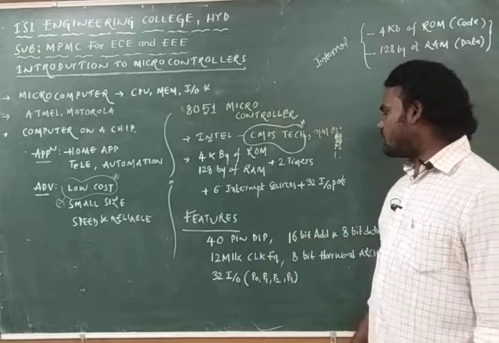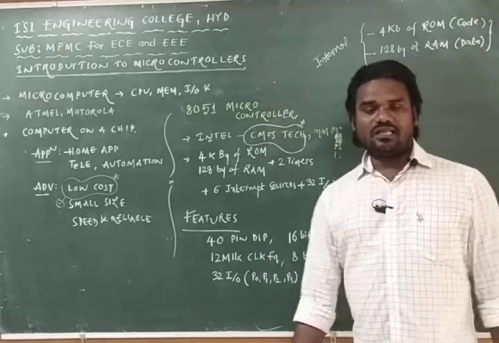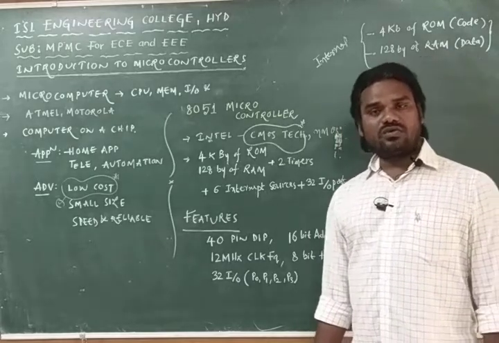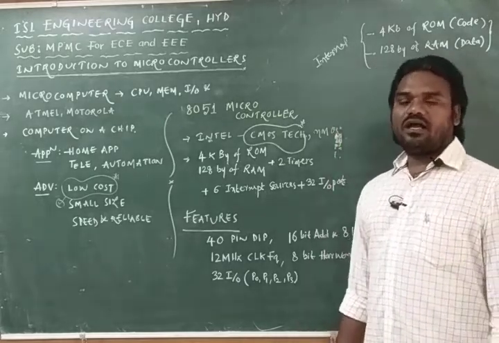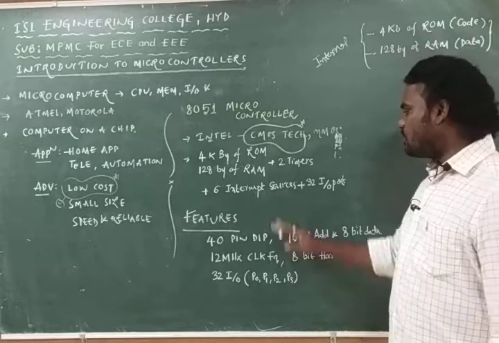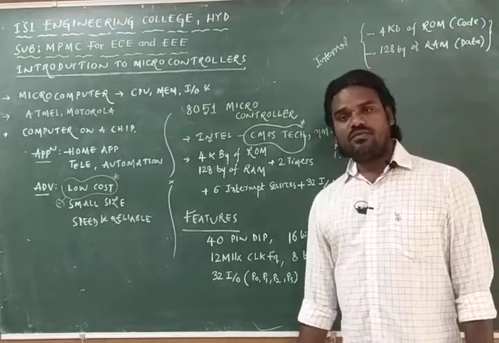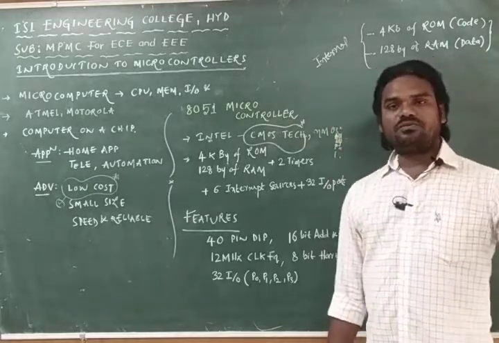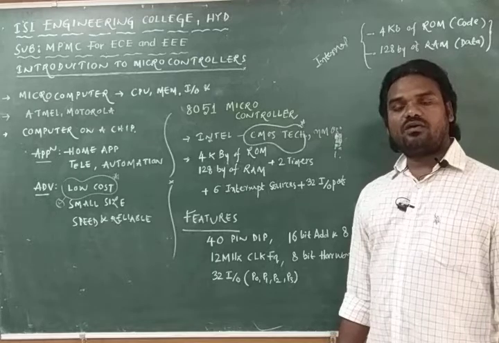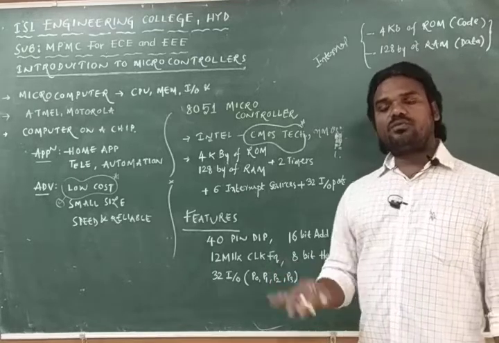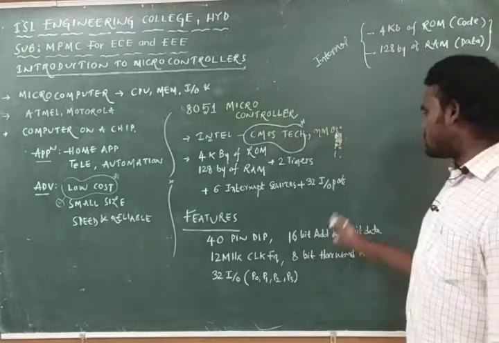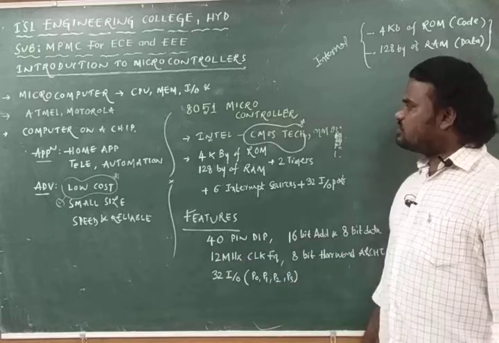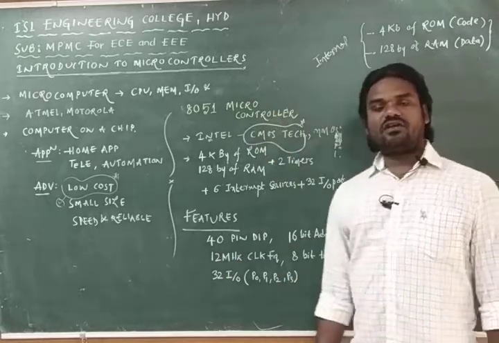Along with the 6 interrupts we have 32 IO ports. This means by making use of these 32 pins or signals, we can connect input output devices. These 32 pins are divided into 4 ports, 4 groups: group 1, group 2, group 3 and group 4. Each group consists of 8 pins, so it is 32 pins. And coming to the features of the 8051 microcontroller.